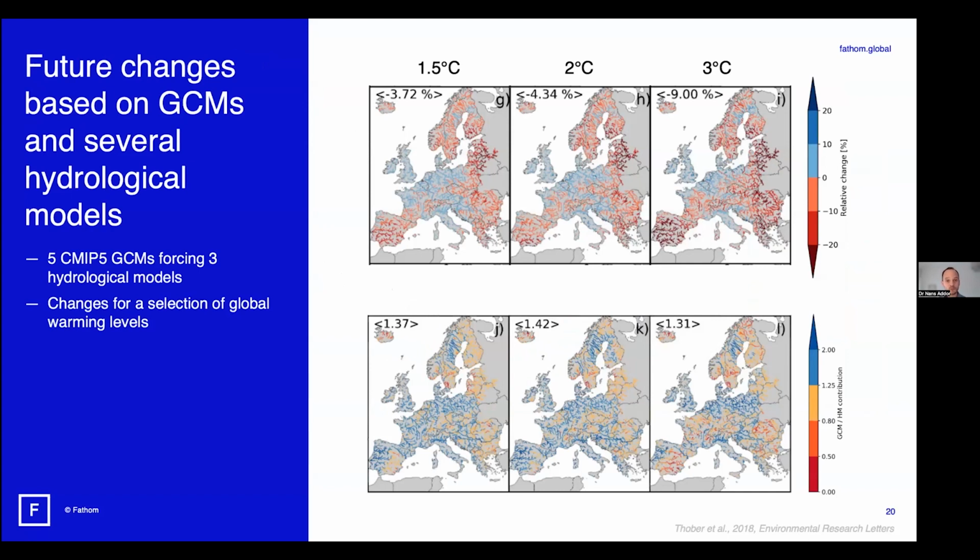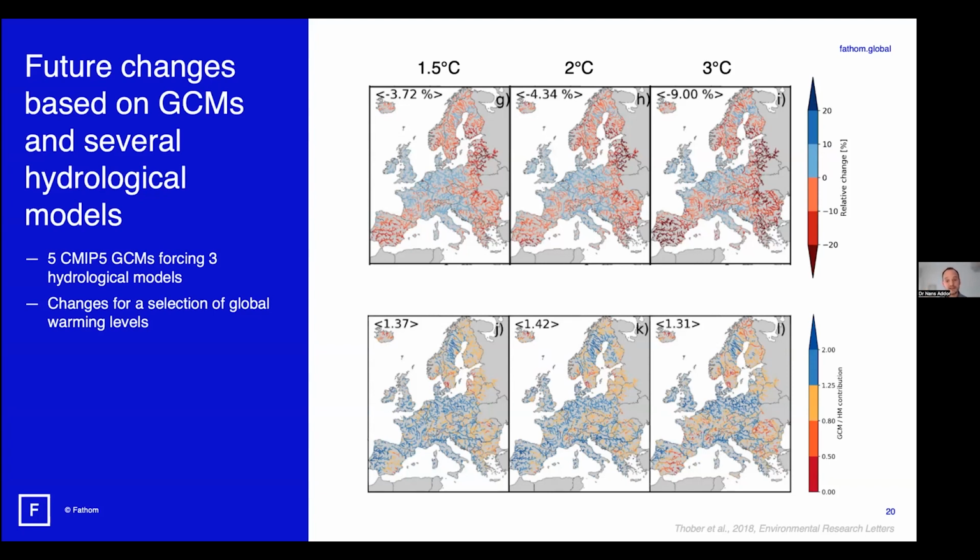They're looking at 3 different global warming levels, 1.5, 2 degrees, and 3 degrees, and they're forcing 3 hydrological models by 5 GCMs. And the patterns they're finding in the top row, looking at the changes, are something quite similar to what you're familiar with now, with wetter conditions in the northwest and a drier, a smaller peak around the Mediterranean Sea and Scandinavia.